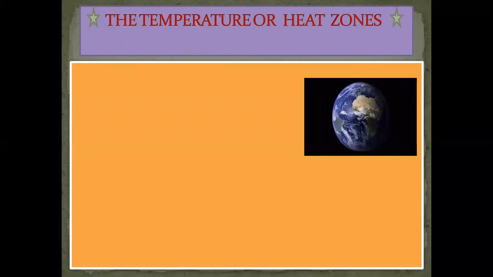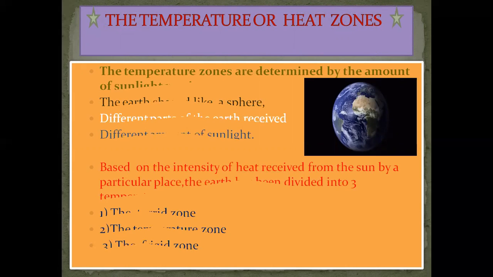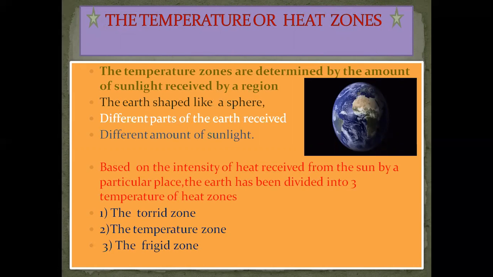Next we move on to the temperature or heat zones. The temperature zones are determined by the amount of sunlight received by the region. What do you mean by determined? Decided or fixed. So temperature zones are determined by how much sunlight a region receives.